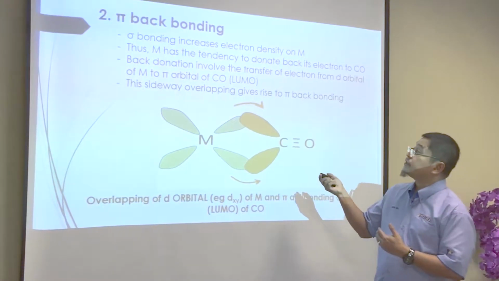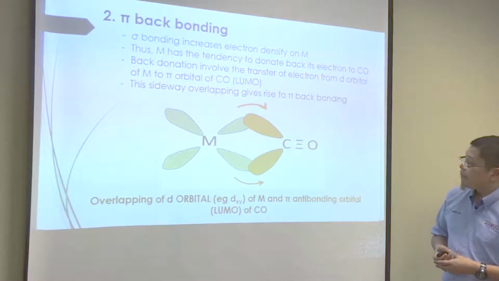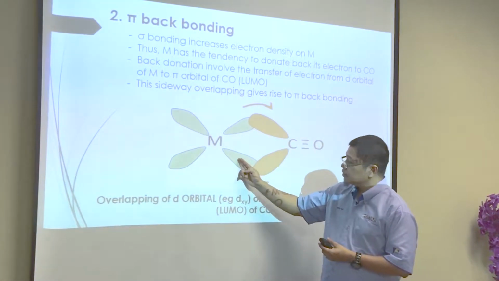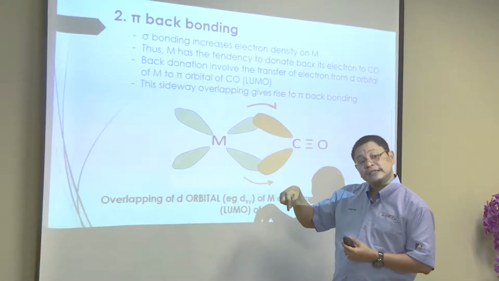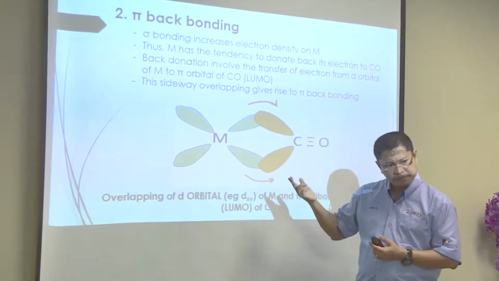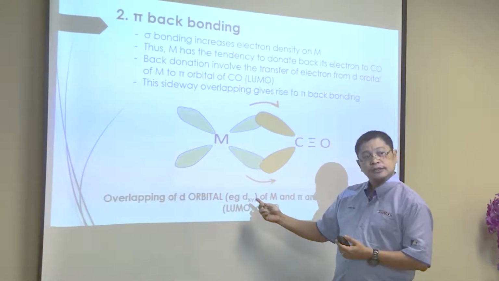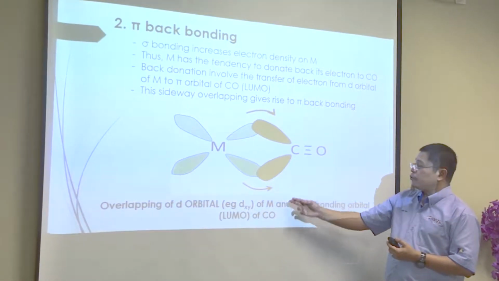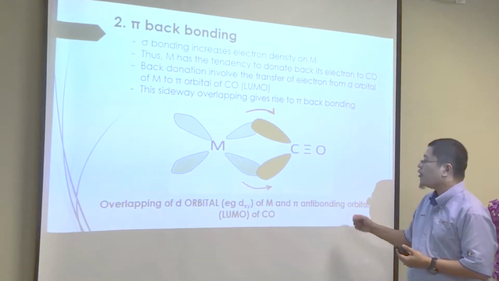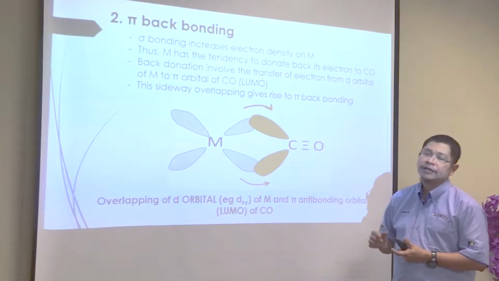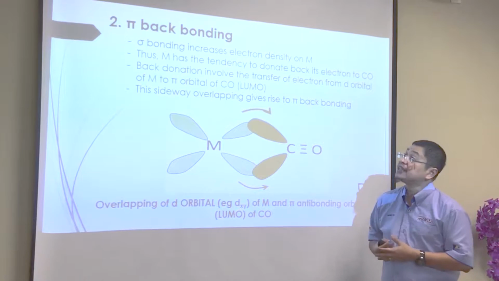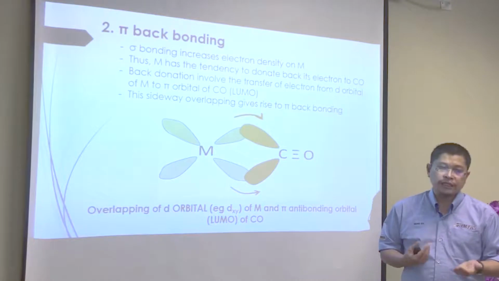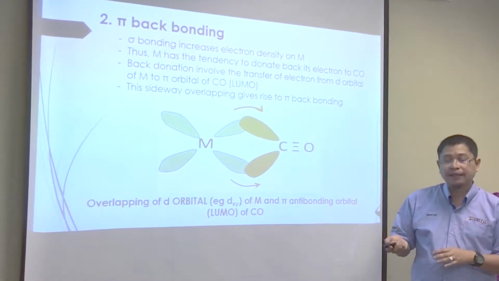This sideways overlapping gives rise to pi back bonding, as shown in the diagram here. We have the d orbitals, which are basically different from the d orbital involved in sigma bonding. Here I take the example of dxy of M, which overlaps sideways with pi antibonding orbitals, which is the LUMO of CO. So this is the second type of bonding when CO or carbonyls attach to metal in metal complexes.